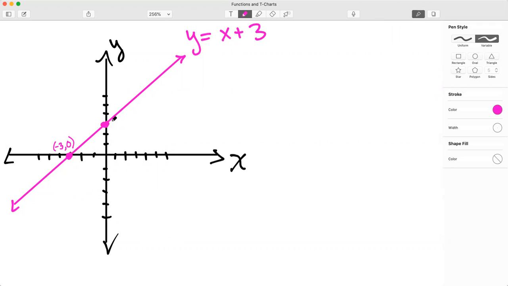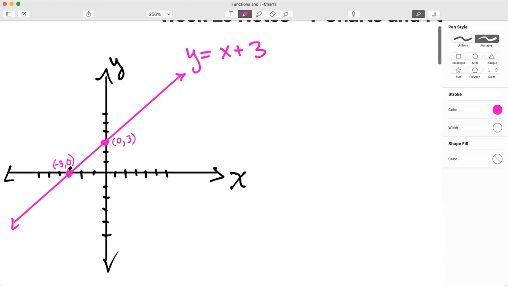How about this one? Did it go left or right at all? No. So 0 left or right. And then did it go up or down from the origin? This is where we're measuring from. It went up 3, so it's going to be +3. And I'll assume that you're pretty comfortable identifying x and y intercepts at this point.